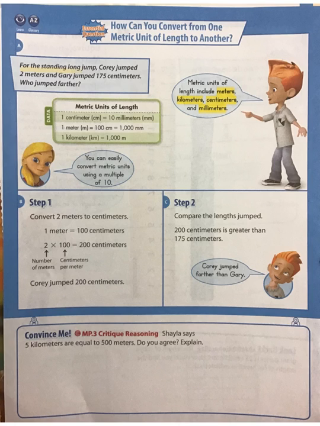For the standing long jump, Corey jumped 2 meters. Gary jumped 175 centimeters. We want to find out who jumped further.